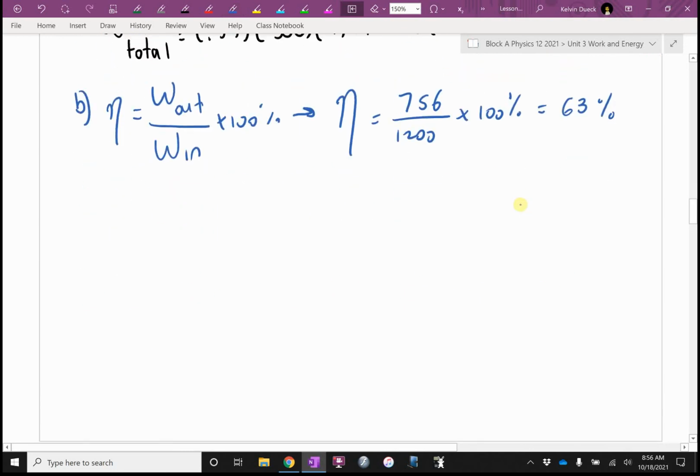Mr. Dewick, is it possible that instead of giving us the bigger number and the smaller number and asking us to find the efficiency, you could give us the efficiency and then either the bigger number or the smaller number and ask us to find the other number? Yep.